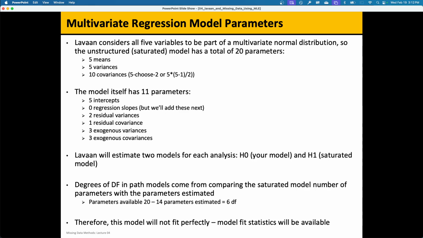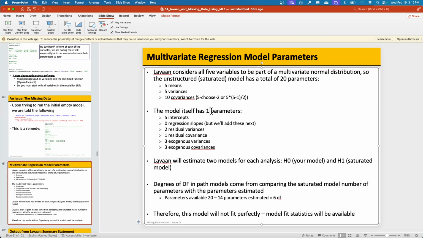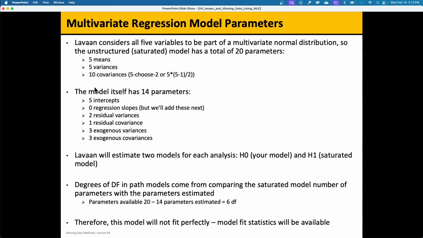So what Lavaan will do is actually estimate 2 models for your analysis, right? It'll estimate your model, and it'll estimate a model that's saturated. By saturated, I mean this model right up here. Now, it's not going to report the parameters of the saturated model, but it's going to use it to help you with model fit. And of course, wouldn't you know, I have a typo on my slides. This should be 14 parameters right there. Come on, Templin. All right, so 14 parameters, 5 intercepts. Basically, the difference is we don't have 6 regression slopes, right?